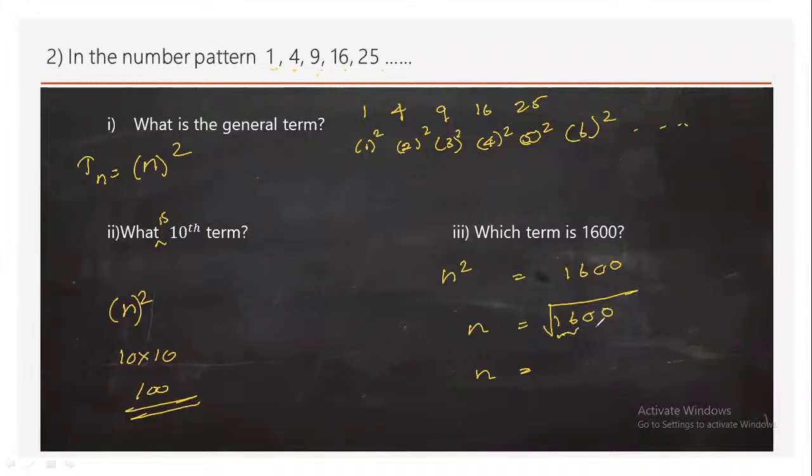I told you a short method. 16 is a square number. The square root of 16 is 4. Instead of this, remove the square root sign. Here there are 2 zeros, so write 1 zero here. n equals 40. You can also follow the long division method or the factorization method, then you can also get the answer. I think this is the easiest way of finding the square root.